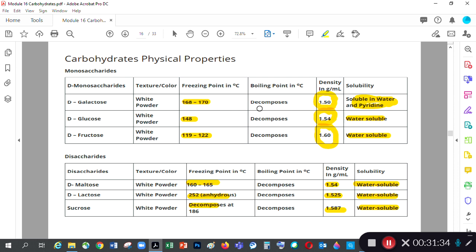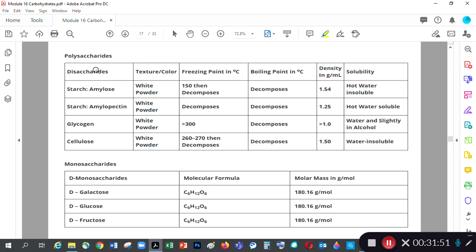And if you heat monosaccharides, disaccharides and polysaccharides, they tend to decompose at higher temperature. So there is no boiling point for them. They decompose, and the decomposition products are CO2 and H2O. So it's a sort of combustion that happens to them. And the polysaccharide is the same thing.